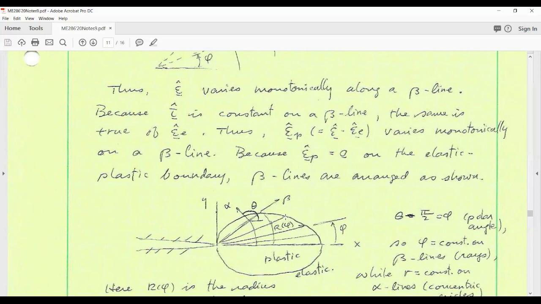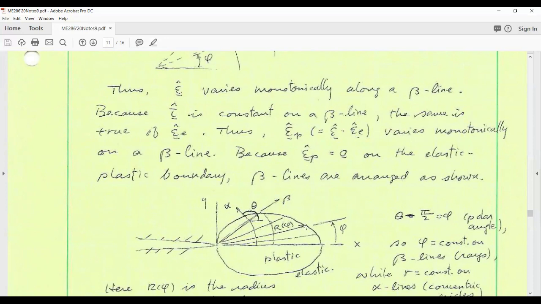In the elastic region, there's no plastic strain at all. In the plastic region, of course, there is one, but it varies monotonically and decreases. So on a given beta line, there'll be a certain radius at which the plastic strain vector diminishes to 0. And a beta line corresponds to a fixed value of phi, the azimuthal polar coordinate, right? Let's take this ray here, this beta line. So there'll be some radius, call it r at that phi, corresponding to this particular beta line, at which the plastic strain is 0.